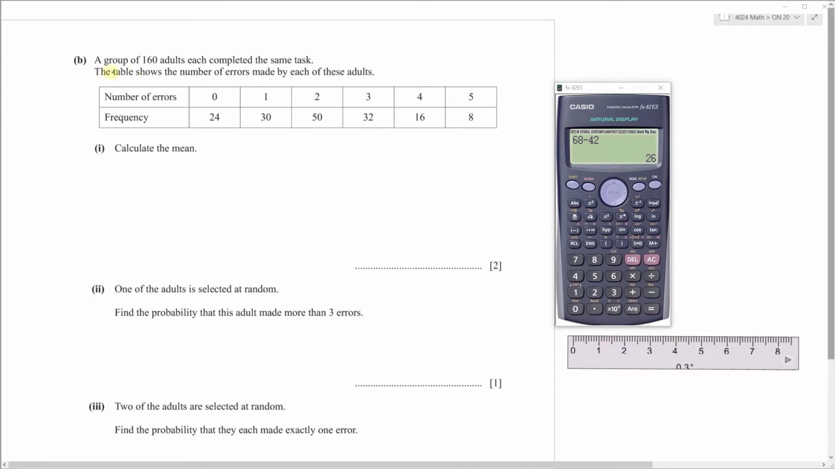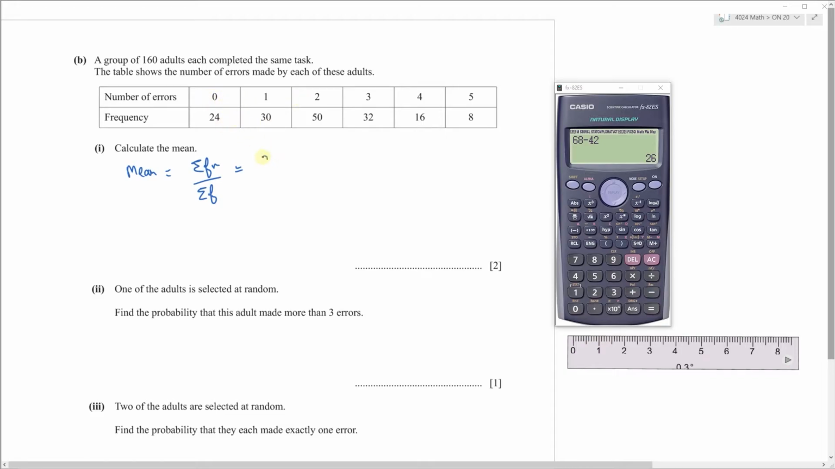Part B is, a group of 160 adults each completed the same task. The table shows the number of errors made by each of these adults. So 24 adults made 0 errors, 30 adults made 1 error, 50 adults made 2 errors, and so on. Calculate the mean. So your mean will be simply sigma fx over sigma f. So you'll basically multiply each frequency with its value, or number of errors, and then add them all together.